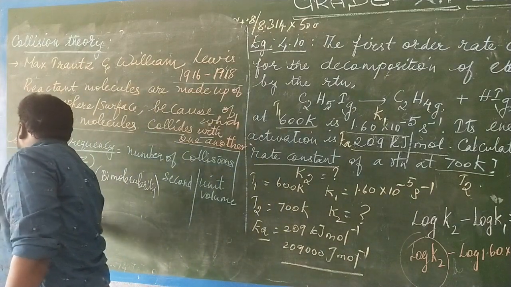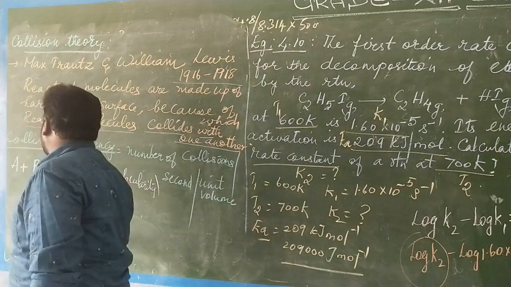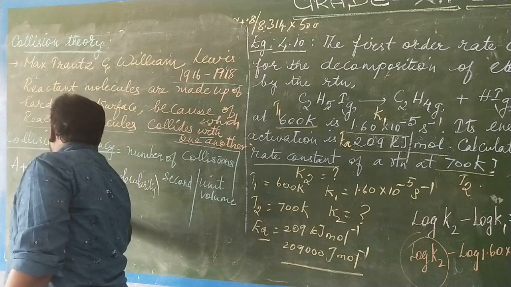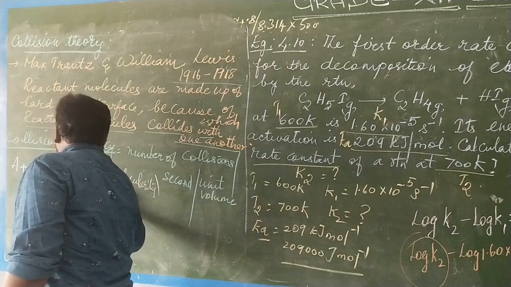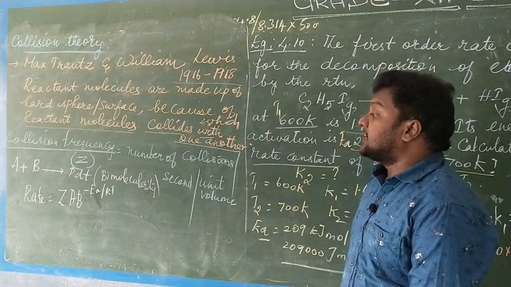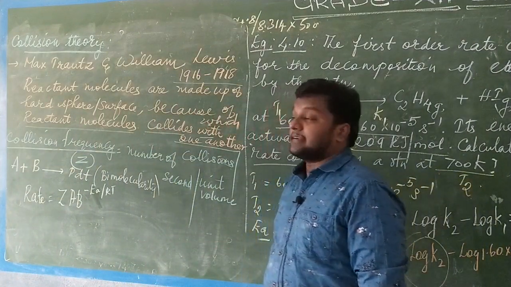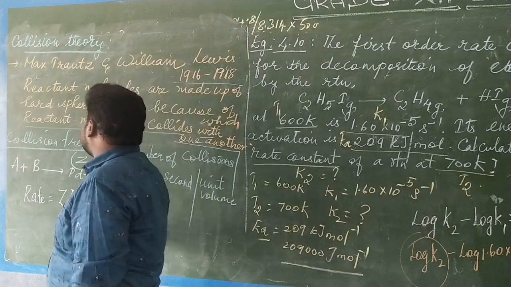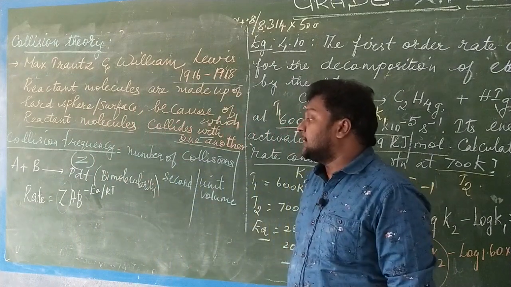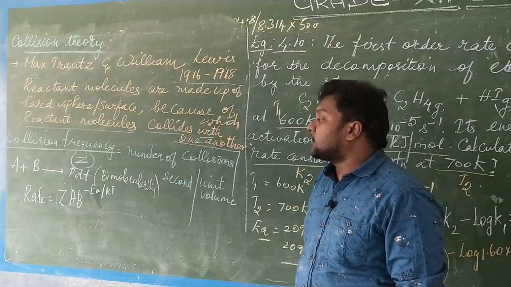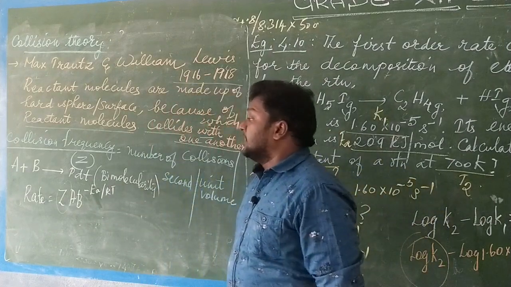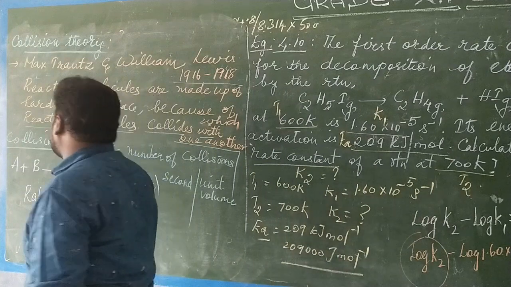Rate will be equal to Z into AB minus EA by RT. So what is this rate? Rate is equal to Z into AB minus EA by RT. What is this Z called? Z is nothing but the frequency factor or collision frequency. Then AB is the reactant molecules, EA is the activation energy, R is a gas constant and T is the temperature. Further, how can I expand this equation?